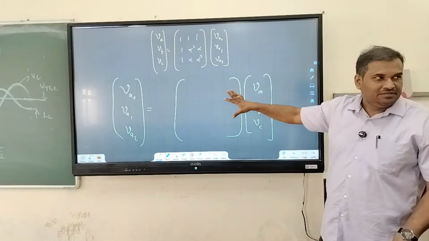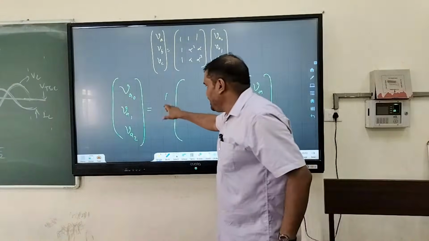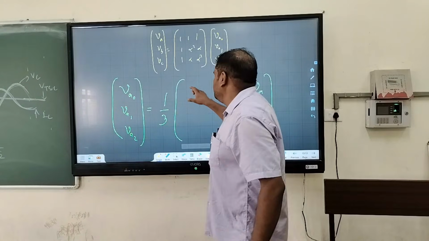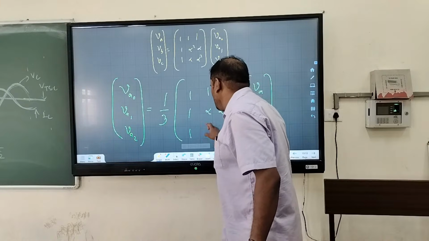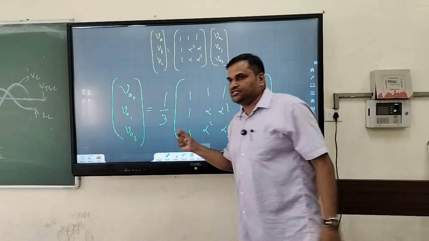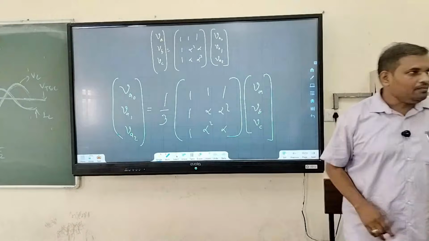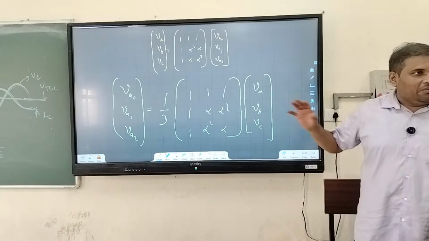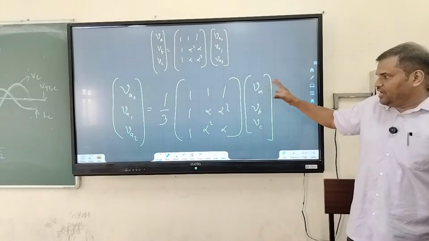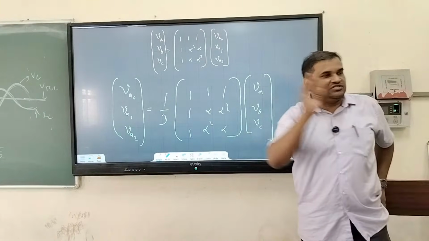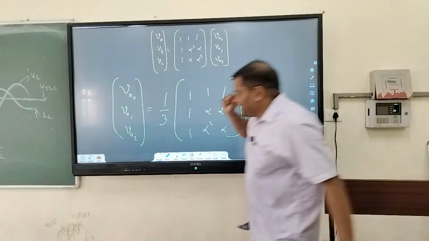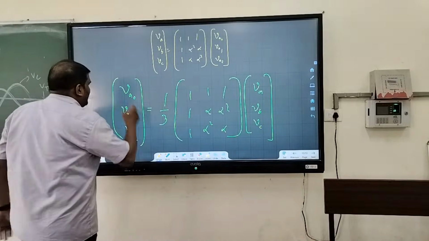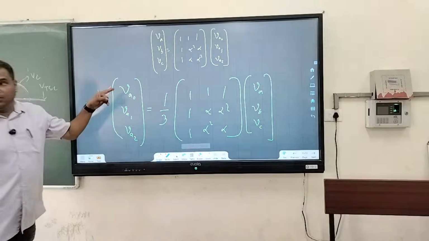What is this? 1 by 3. This will be 1 1 1, 1 alpha alpha square, 1 alpha square alpha. Very easy. This will be like this, like 1 1 1, 1 alpha alpha square, 1 alpha square alpha. This way you can get what? You can get what is the value of VA0.